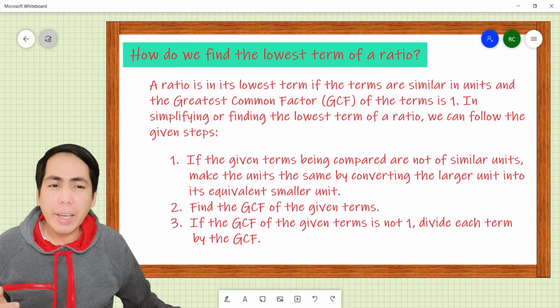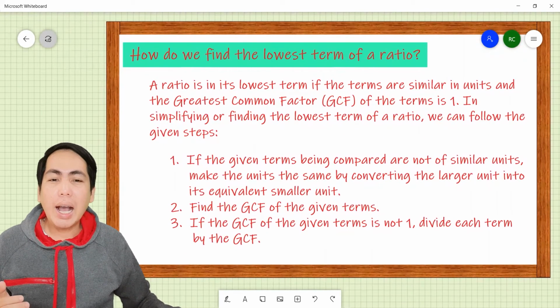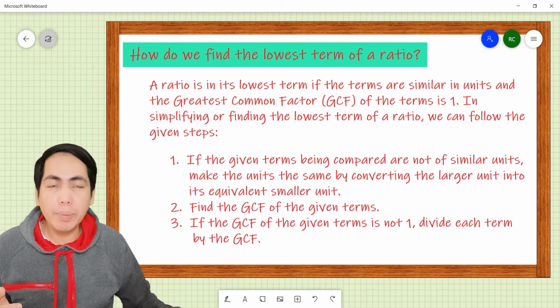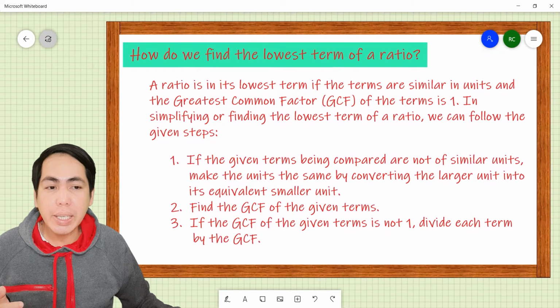So how do we find the lowest term of a ratio? A ratio is in lowest term if the terms are similar in units and the greatest common factor or GCF of the terms is 1. In simplifying or finding the lowest term of a ratio, we can follow the given steps.